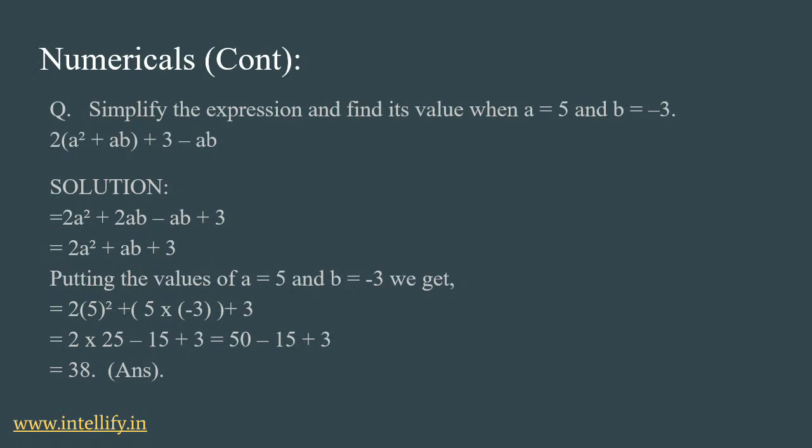Now we get three unlike terms. Now we will be putting the value of a equal to 5 and b equal to minus 3. So 2 into 5 square plus 5 into minus 3 plus 3. So 2 into 5 square is equal to 50, and 5 into minus 3 becomes minus 15, plus 3, which is equal to 50 minus 15 plus 3, which is equal to 38.